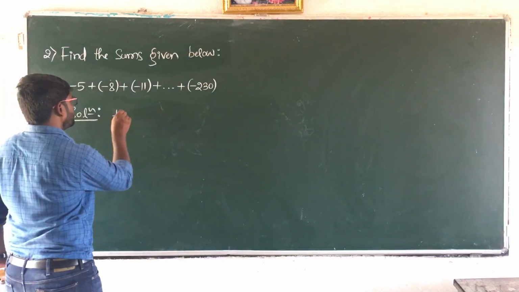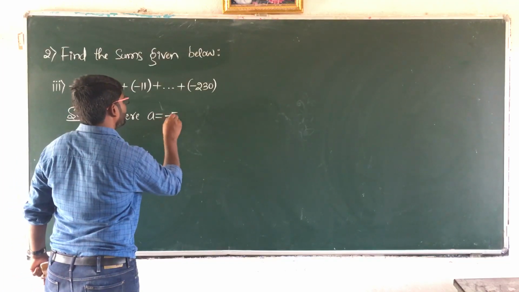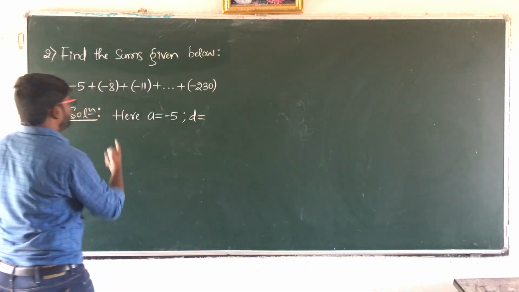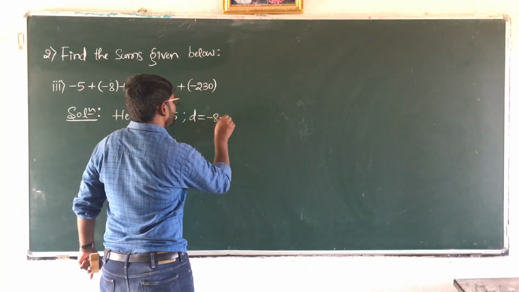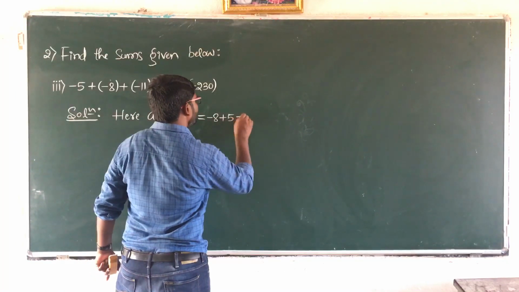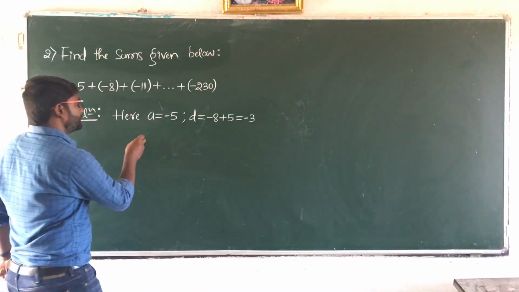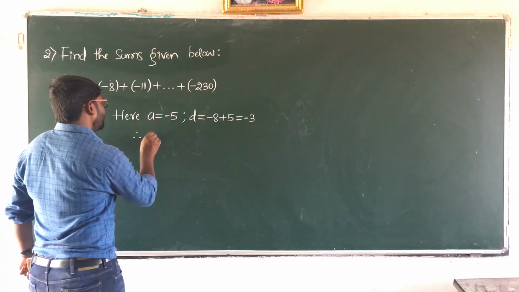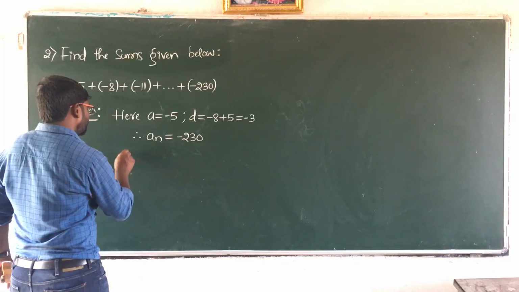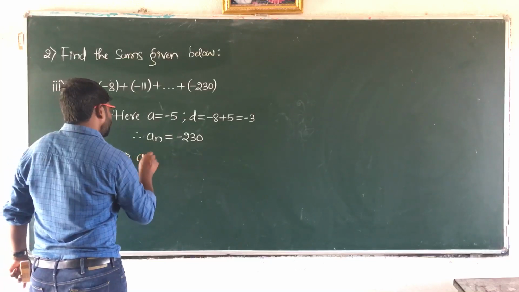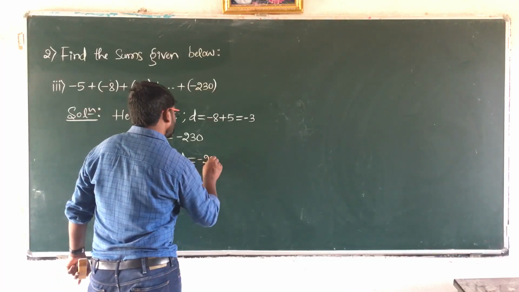So here a is equal to minus 5 and then d is equal to minus 8. Minus into minus becomes plus 5. So minus 8 plus 5 is equal to minus 3, and then this will be the nth term of the AP. So therefore a_n is equal to minus 230. So this implies what is a_n here? a plus (n minus 1) into d. This is equal to minus 230.